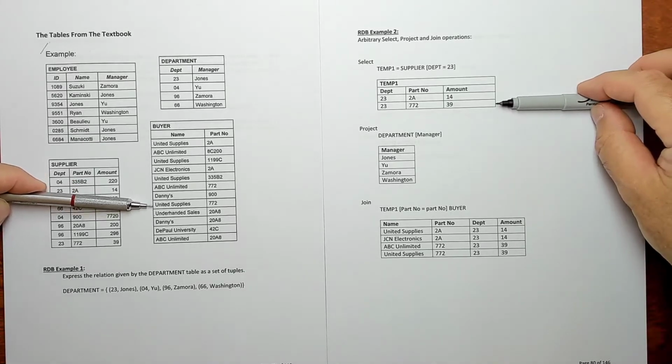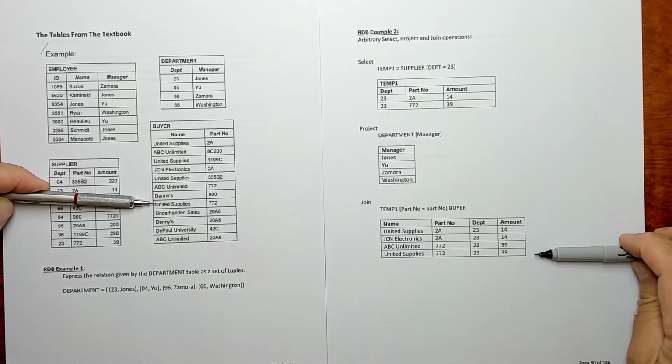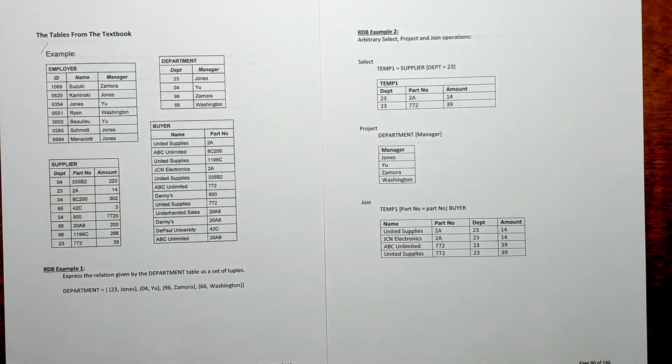Okay, then we scan down here, we find another 72, we copy all the data in this row into here, and all the data in this row into here, and we end up with this row. That's it, that's a join.